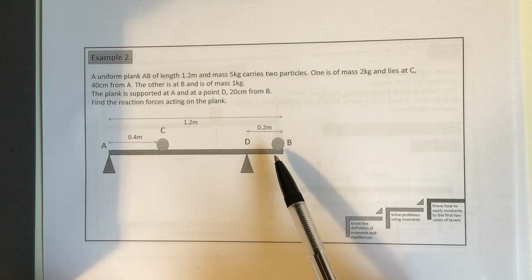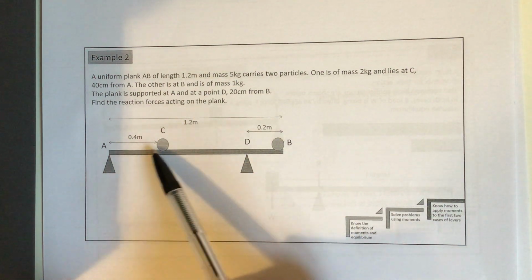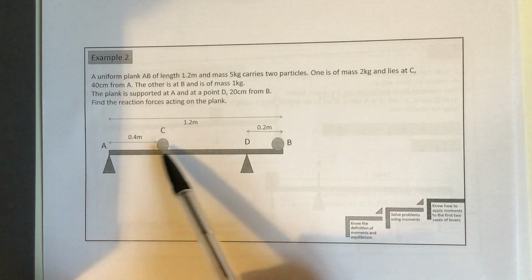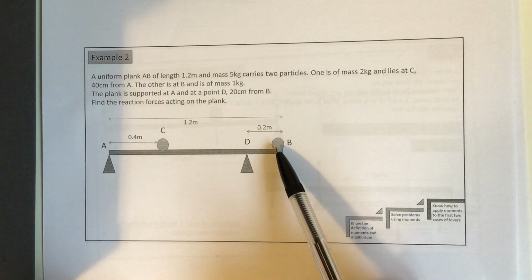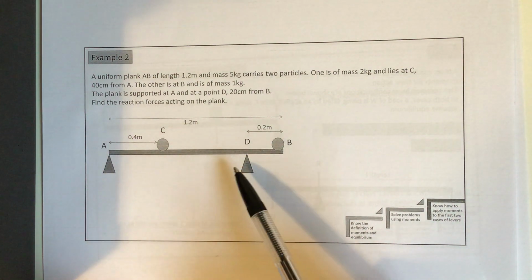One is of mass 2 kilograms and lies at C, so this is the 2 kilogram one, which is 40 centimetres from A. You can see it's converted into the SI units already. The other is at B and is of mass 1 kilogram. The plank is supported at A and at point D.